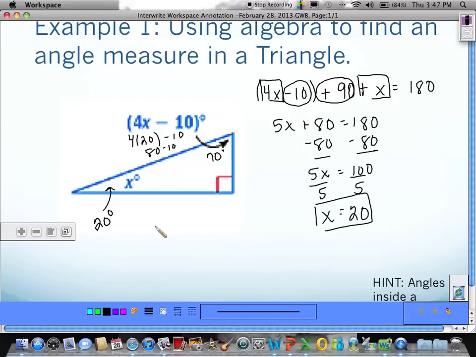Now, an easy way to check your work is to then go back and add up all the angles that you have and make sure they equal 180 degrees. So I have 20 plus 70 plus 90. That does equal 180, so that means that I am correct in my plugging in and solving for x.